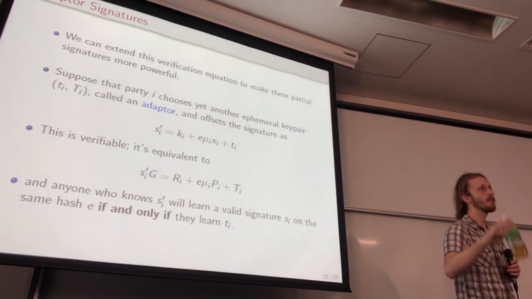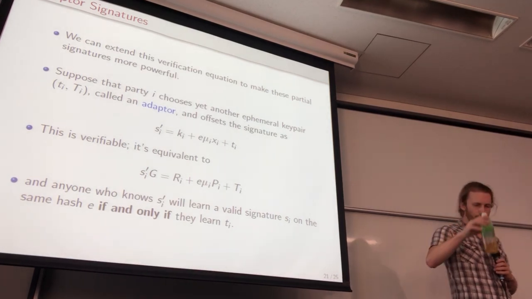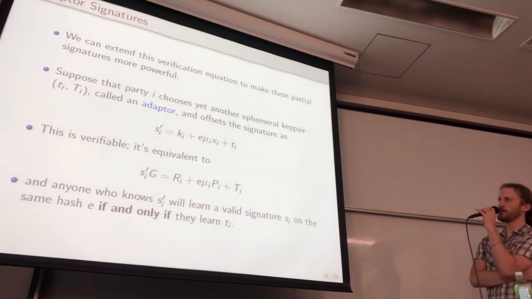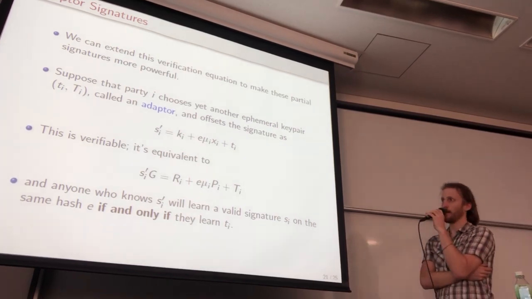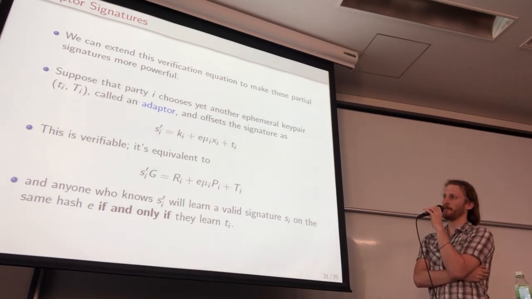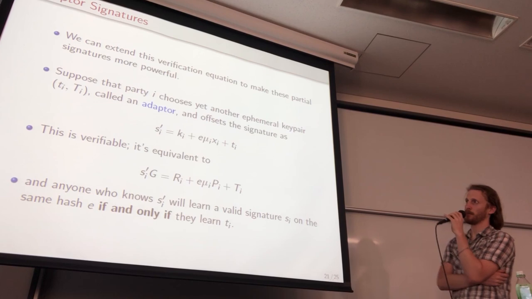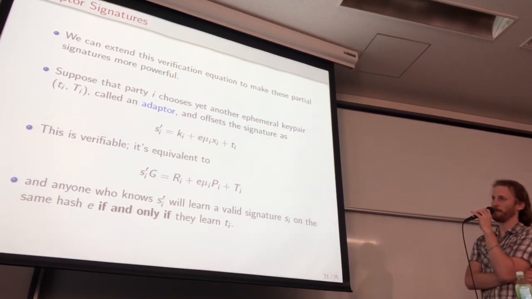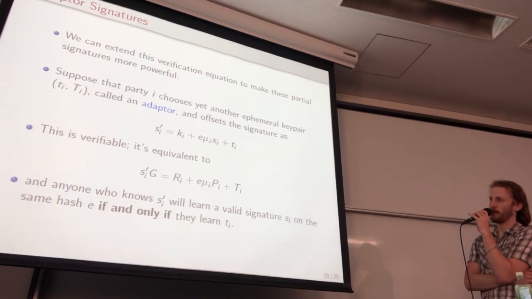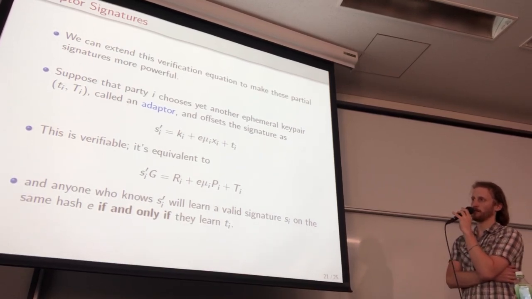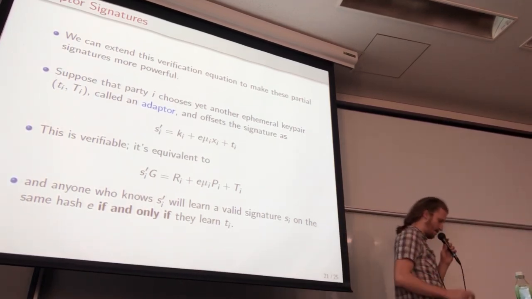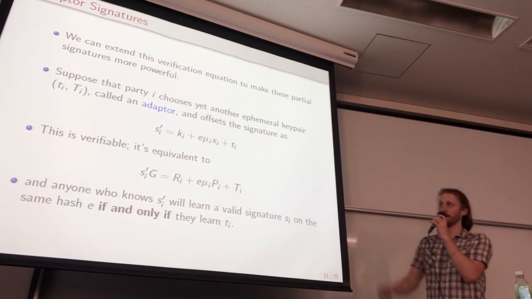Is the t chosen the same way as r is chosen, or is it different? That's a good question. The question is, how is t chosen? In practice, t does not have the kind of strong security requirements that the secret key or the secret nonce have. And the reason is that this adapter pair is only used in one signature. So it's okay if t is biased.